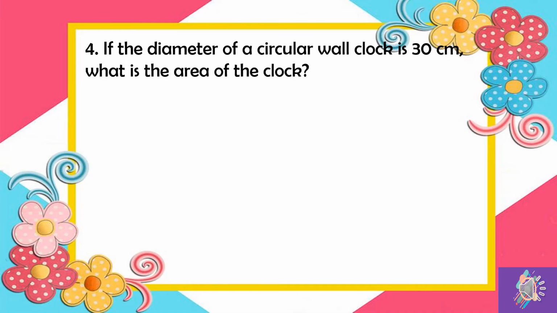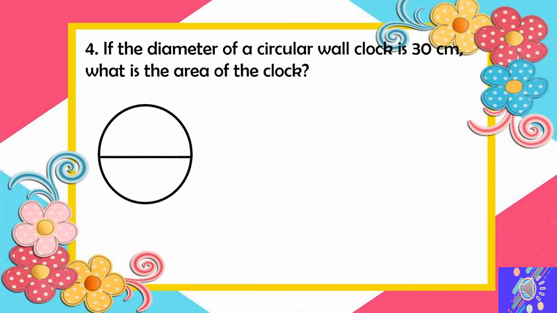Now, let's move on to number 4 problem. If the diameter of a circular wall clock is 30 centimeters, what is the area of the clock? Okay, let us take this circle as an example as the clock. So we have 30 centimeters, the diameter of the wall clock. So that means we have to find the radius. The radius is half of the diameter. So radius is 15 centimeters.